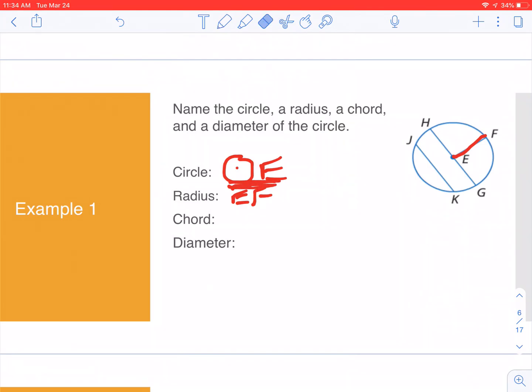My chord is JK. There's another chord here I can name, but I'm not going to name it. And then I can name a diameter, which will be HG. On the quiz or test, all you have to do is name one of each. You don't have to name all of them, unless I say to name all of them, but normally you don't have to.